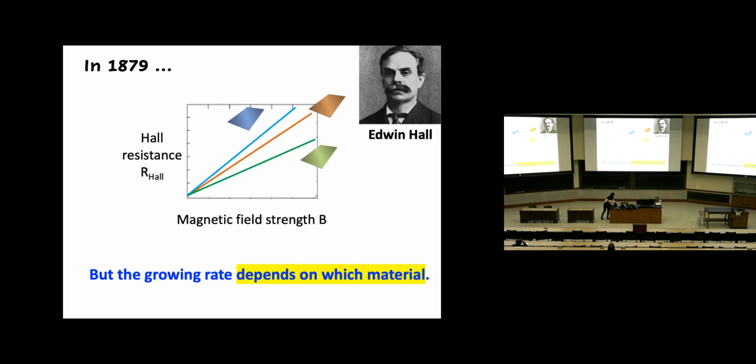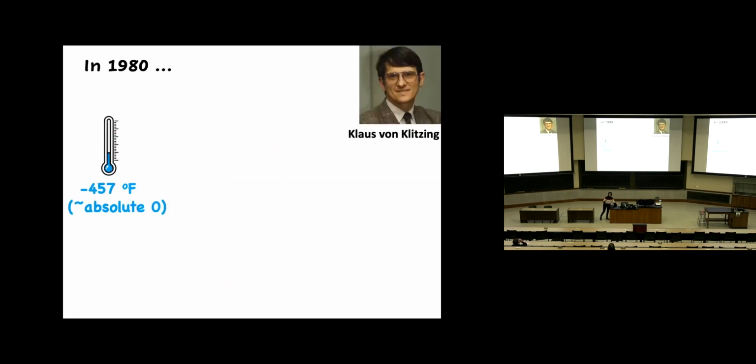Now let me emphasize one thing. This experiment was done at room temperature because, back then, you probably couldn't do it at a very low temperature. So Hall did it at room temperature. I'm emphasizing this because I want to contrast this experiment to an experiment that was done 100 years later. So let's fast forward 100 years.